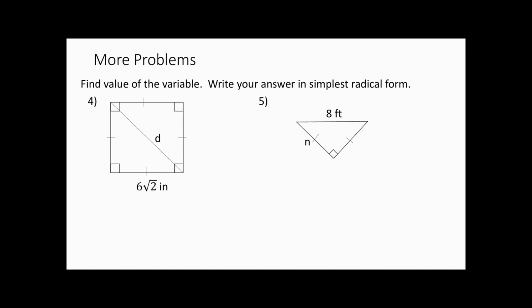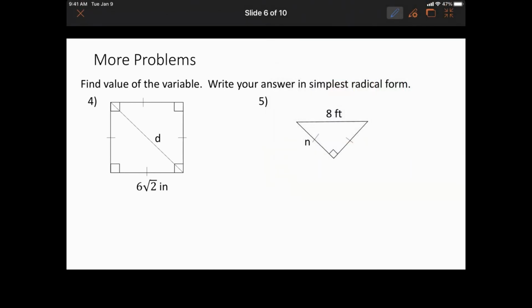All right, let's see, more problems. Over here, number 4, we have what looks like a square, and it wants to know the length of the diagonal. You can see there's a nice right triangle.